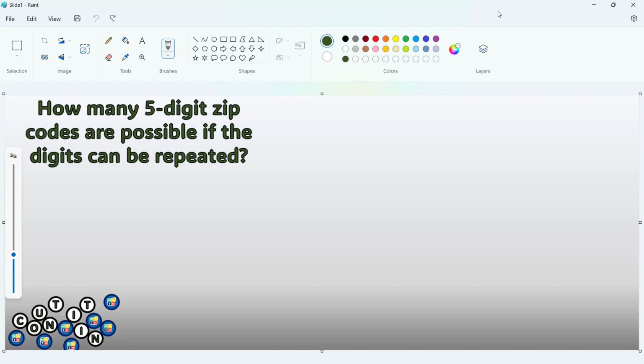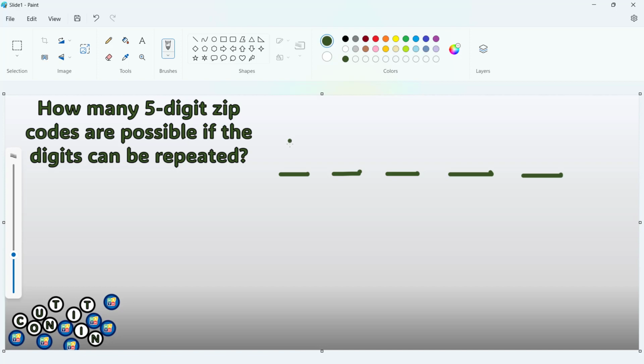So we have here a 5-digit zip code. That would mean we have here the first, second digit, third digit, fourth digit, and a fifth digit. And since there's no restriction here, we are told that the digits can be repeated. That would mean that for the first placement, we can use 0, 1, 2, 3, 4, 5, 6, 7, 8 until 9.